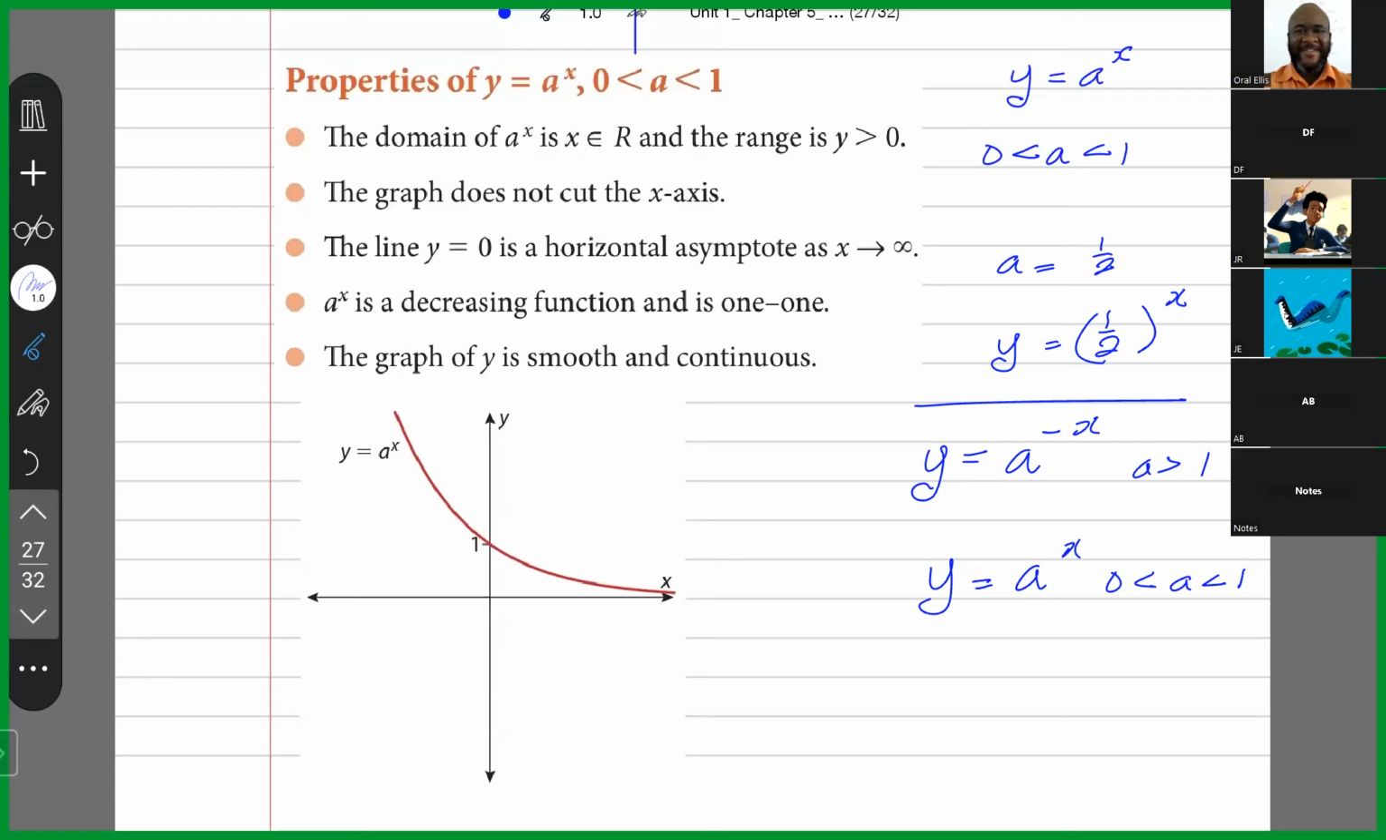Again, the domain is all the values of x. The range is values of y greater than 0. The graph does not cut the x-axis. Y is equal to 0 is a horizontal asymptote as x approaches positive infinity. A to the x is a decreasing function and is 1 to 1. The graph of y is smooth and continuous. So this is something that you should definitely investigate. Maybe use actual numbers to get a mental appreciation of it, so that if you're asked to do a sketch, you would know what to do.